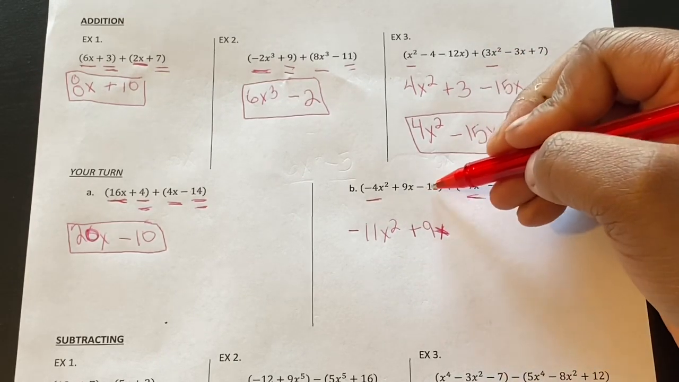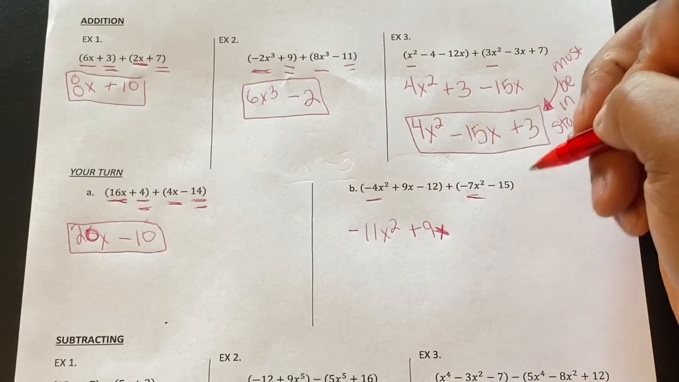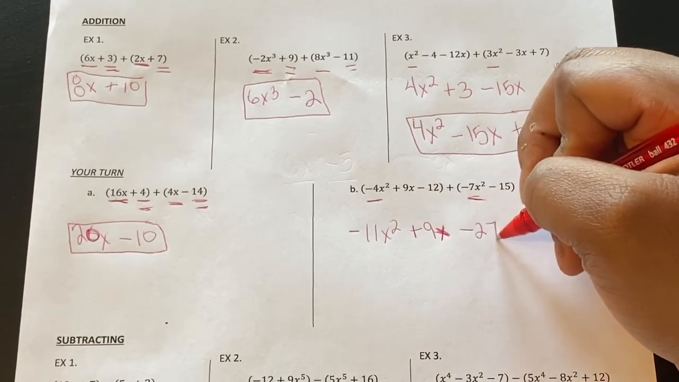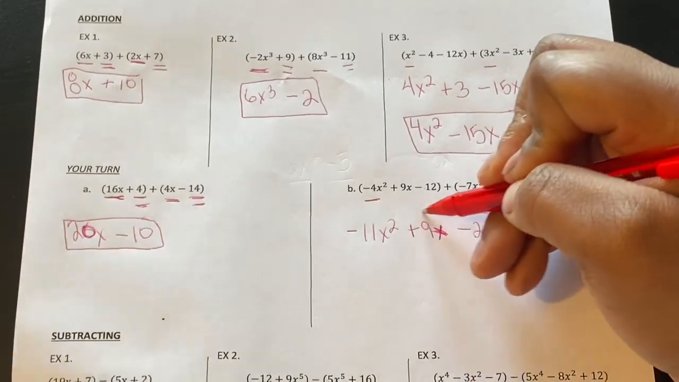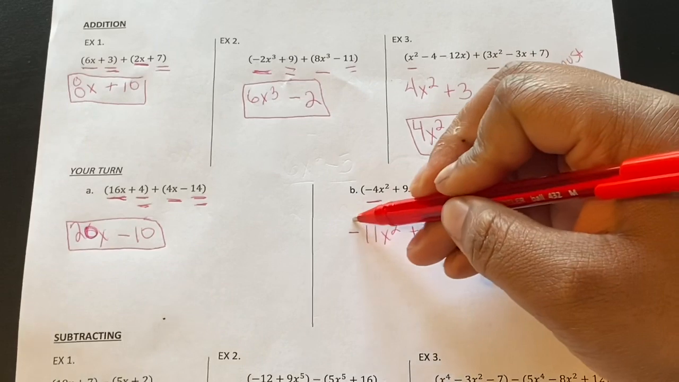And then I have negative 12 minus 15, which is going to be negative 27. My answer is already written in standard form. Therefore, I can box it out and say this is the answer.